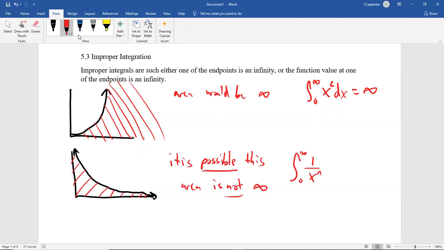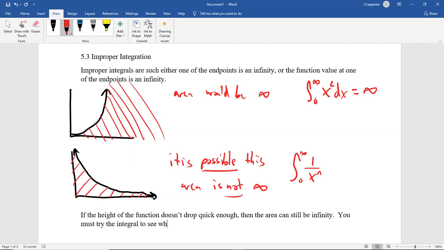But believe it or not, it's possible that this thing doesn't drop quick enough. That's why I said it's possible this area is not infinite. So if the height of the function doesn't drop quick enough, which is a very loose statement, how quick does it have to drop? We can't even determine that. We just have to try and do the integral. So if the height of the function doesn't drop quick enough, then the area is still infinity. Let's try the integral to see what happens.